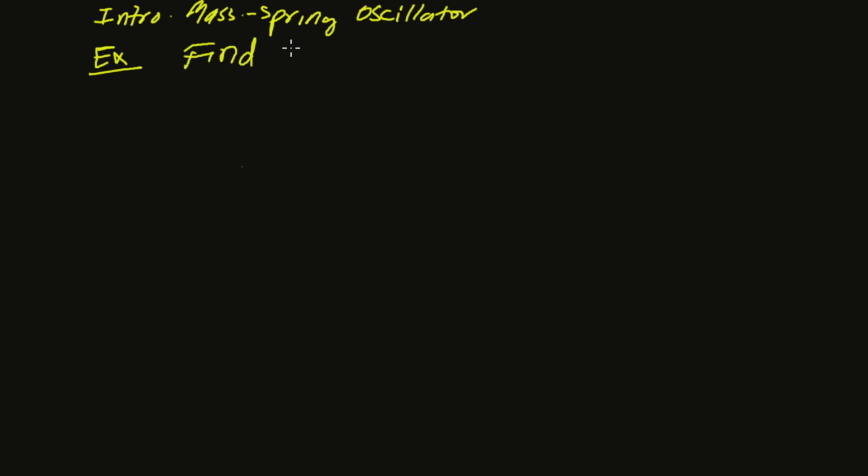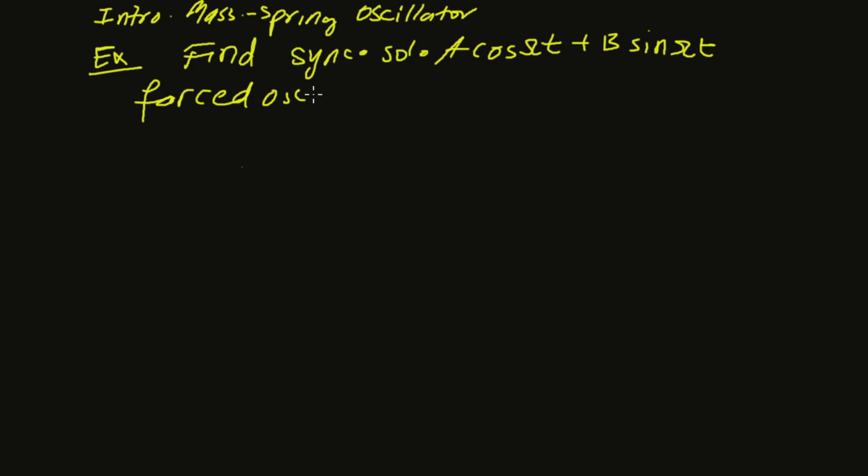Hello again. So I'm going to continue on this video about that introduction to mass spring oscillator, and this is the second example, which is to find a synchronous solution that is in this form, and of course here we have a forced oscillation in this example.